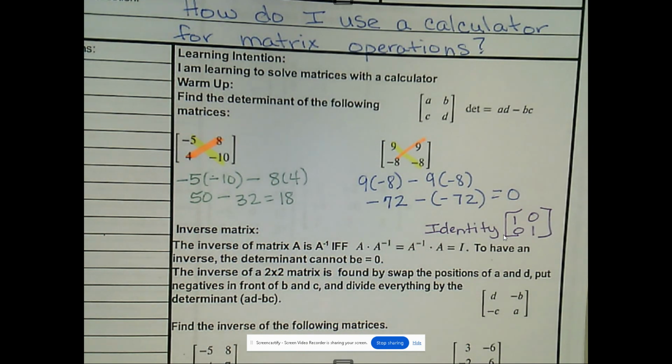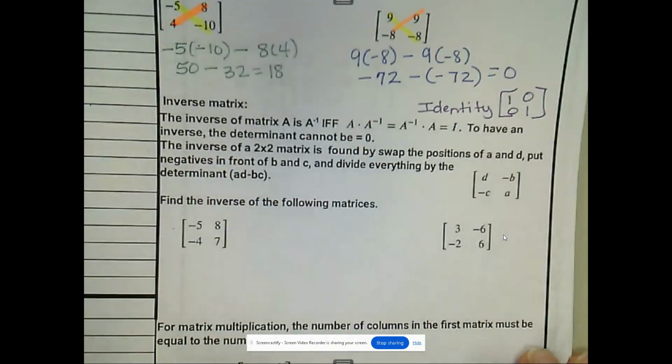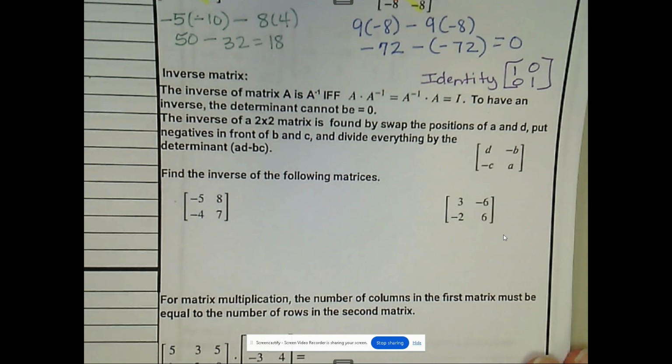So, if the determinant is 0, you cannot find the inverse because the inverse is found by swapping the positions of A and D, putting negatives in front of B and C, and then dividing everything by your determinant. You can't divide by 0. If you can't divide by 0, then it can't be done if your determinant is 0. So we will do the first inverses together, and then I will show you a quick way to do it with a calculator.